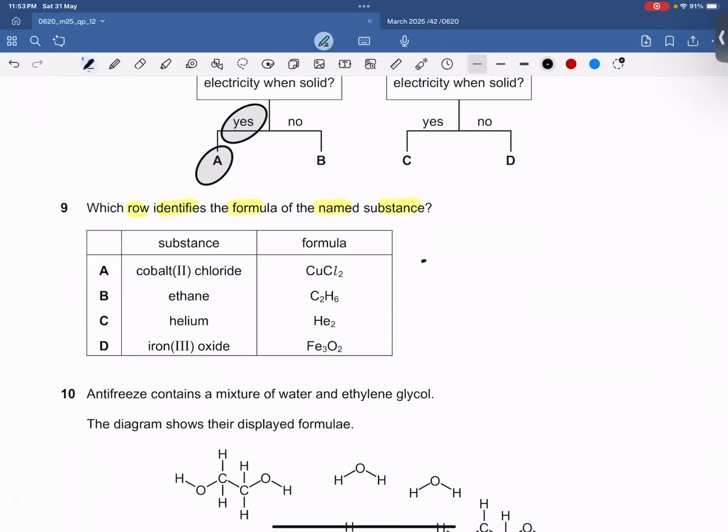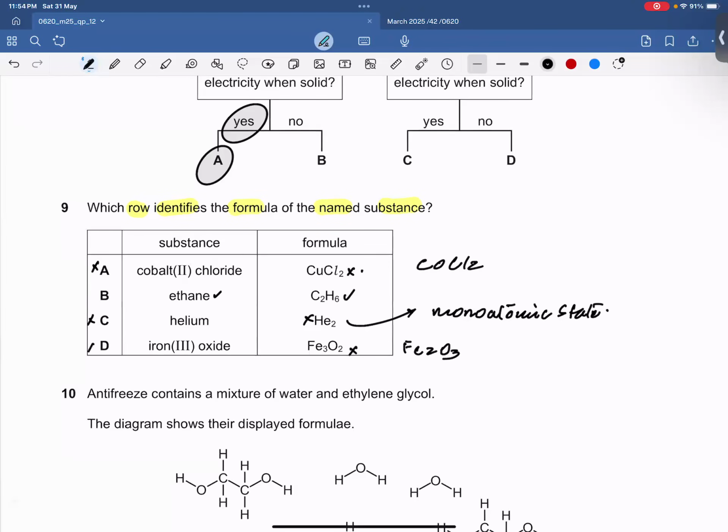Cobalt(II) chloride has a formula of CoCl2. The examiner has given CuCl2, which is wrong. Ethane has a formula of C2H6, that's true. Helium always exists in a monatomic state. So its formula is wrong, which is why option C is also wrong. Iron(III) oxide is basically Fe2O3, so the formula is wrong, which is why that option is wrong. Okay. So the right answer obviously is going to be B.